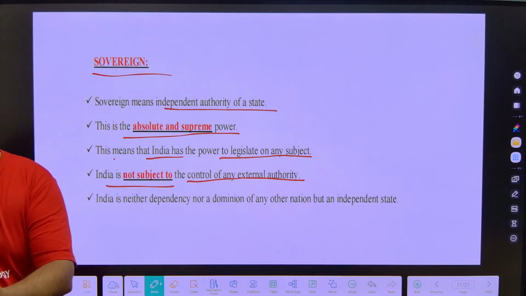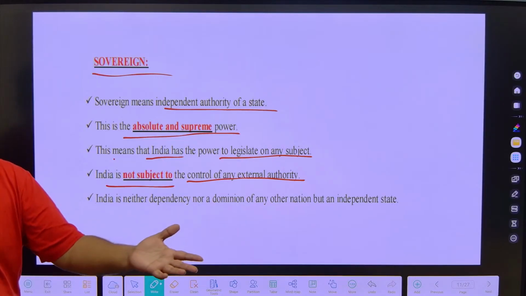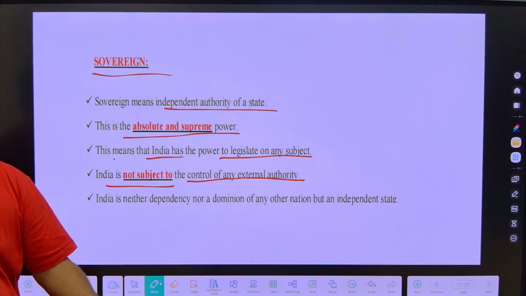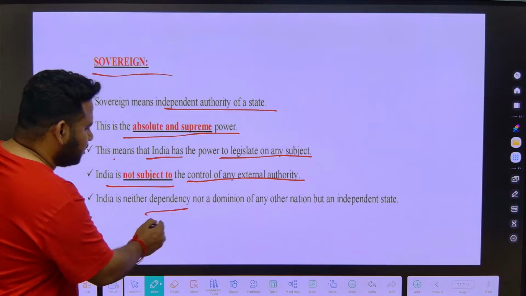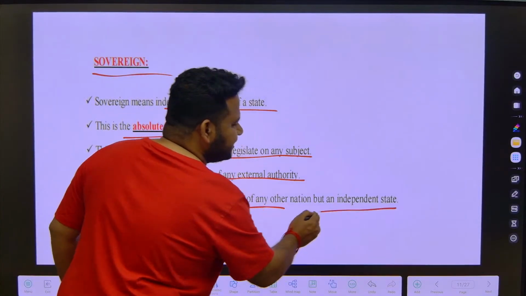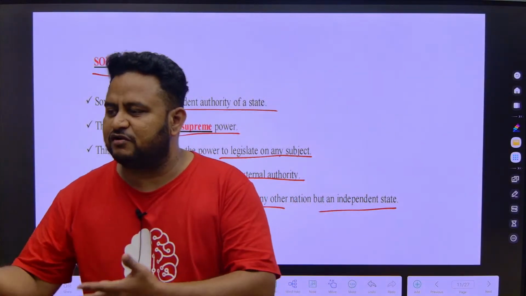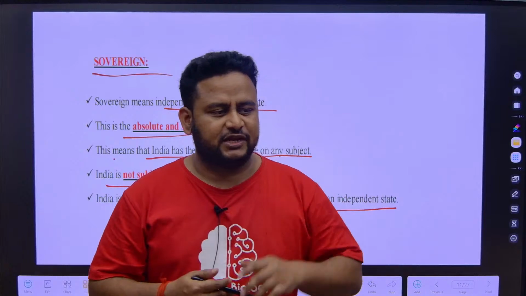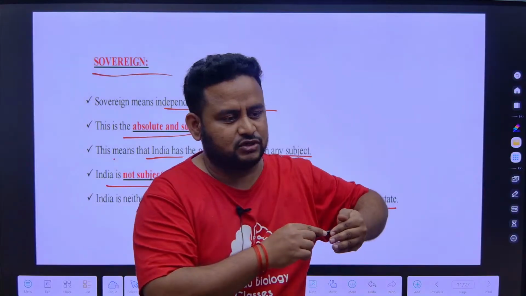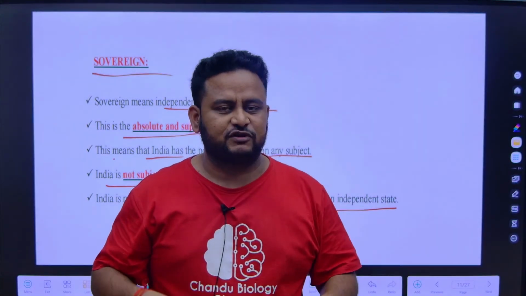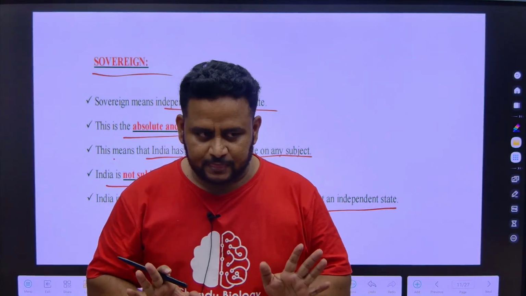That is, in your home, whatever decisions you take, it is up to you. You are not under external control. Correct? You are not under any external control. Got it? So, this is the meaning of sovereignty. India is neither dependent nor a dominion of any other nation, but an independent state. That means we are not dependent on anyone, or a dominion of any nation. We are not subordinate to anyone. We are not working for someone as per their needs. It's not like that. We are independently taking decisions for the development of our nation. So that is the meaning of sovereign. Understood?